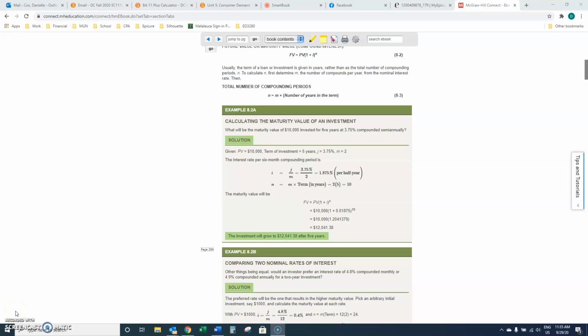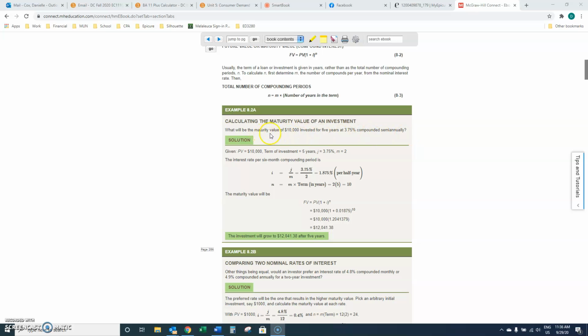So there was just a post on the discussion board about how to use the BA2 Plus calculator, and they referred to example 8.2a. So I'm just going to walk you through it real quick. What would be the maturity value of $10,000 invested for 5 years at 3.75% compounded semi-annually?